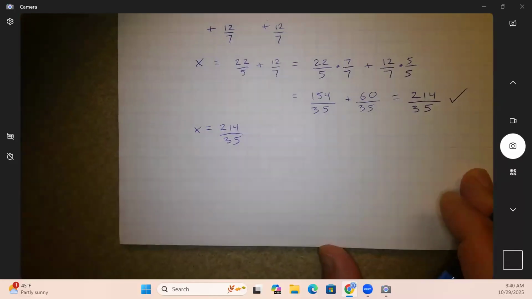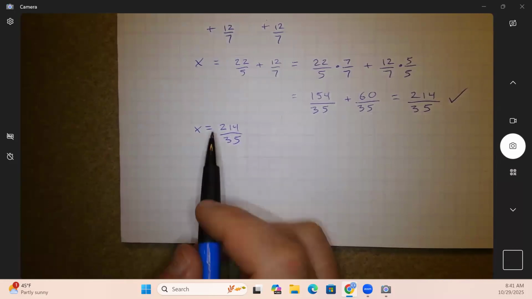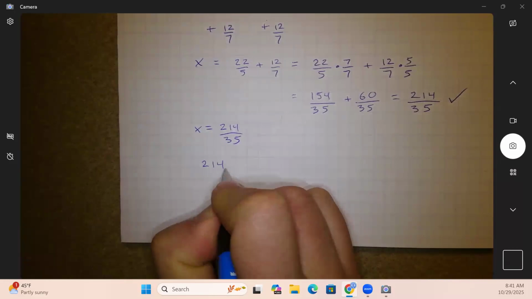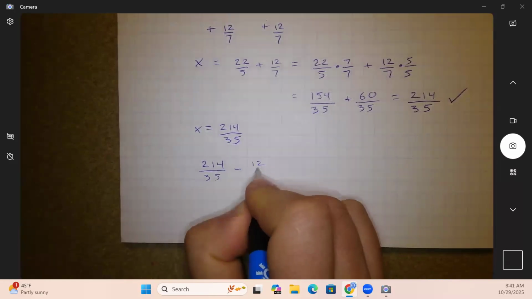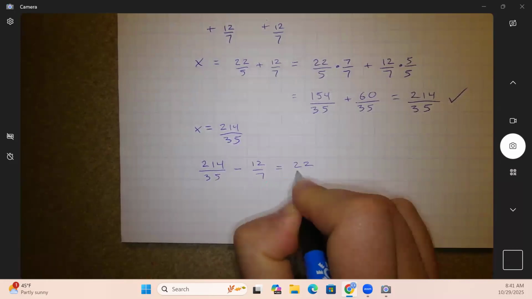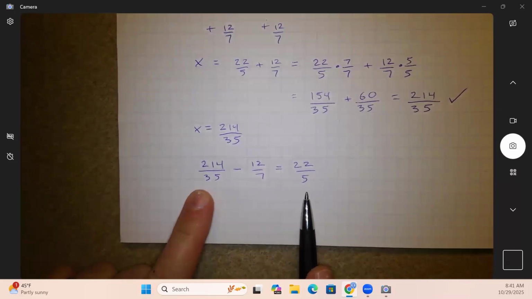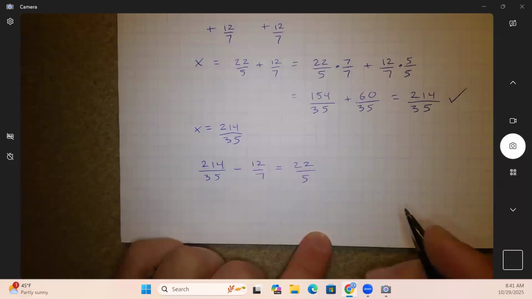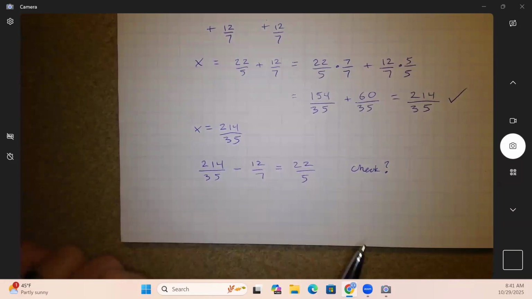When we solve these equations with integers, usually you'd get an integer and you could look back and be like, yeah, that makes sense. But what this equation is saying is that 214 over 35 minus 12 over 7 equals 22 over 5. I definitely can't just look at that and tell you, yeah, that makes sense. Right? It's a lot harder to check equations with fractions than if they were just numbers.